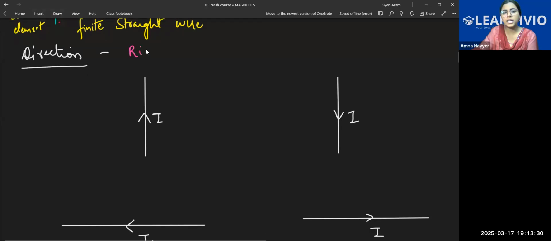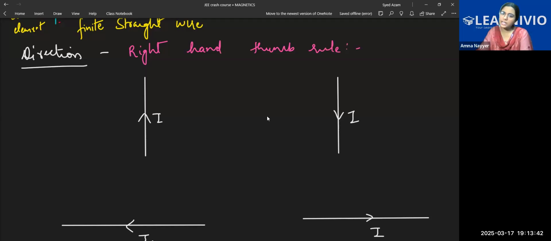Okay, for the direction, we'll use the right hand thumb rule. Now, two methods are there. I'll tell you both the methods, and whichever method you feel comfortable with, you use that. Let's take this example, current is flowing in the upwards direction. I want to find out the direction of magnetic field at this point. So there are two methods. How can we find it?